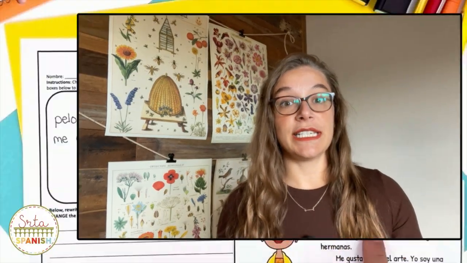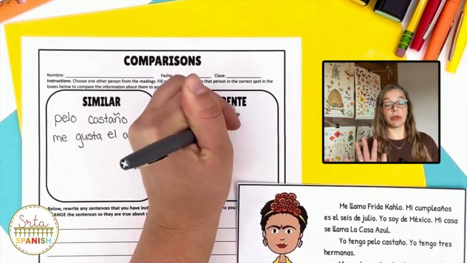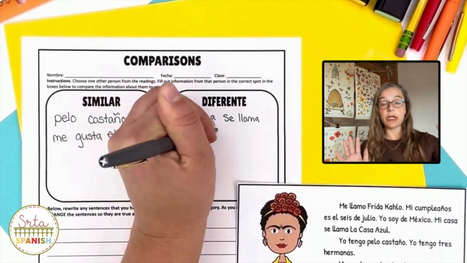The thing about gallery walks is that they're all going to finish at different times because they're working at their own pace. So I always recommend having a fast finisher. Today's fast finisher is a comparison sheet where they're going to compare themselves to one of the readings.